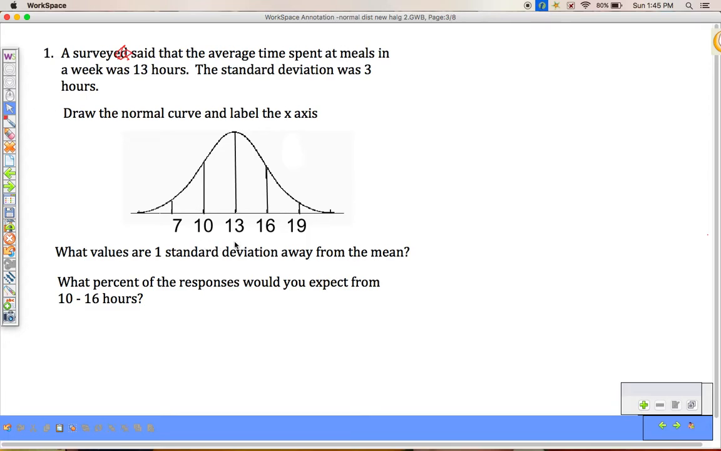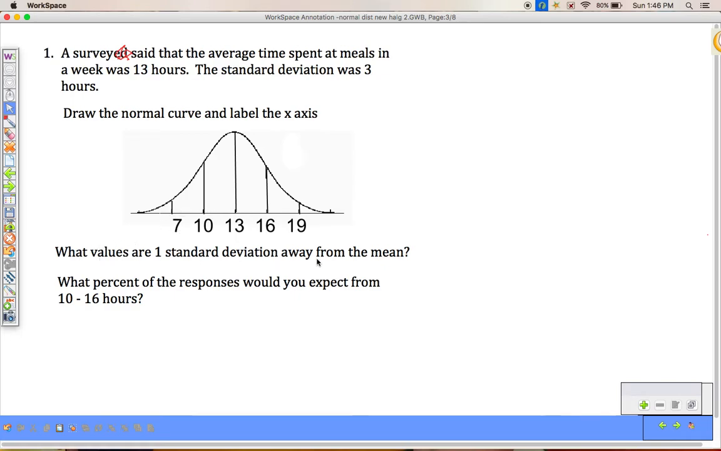All right, so we're going to draw the curve best we can. We'll go to the middle and we'll do 2 lines. If you draw a third, that's fine, but you don't always have to. It all depends on what numbers you're dealing with. So I went 13, add 3, 13, subtract 3. So 7 is 2 standard deviations below.